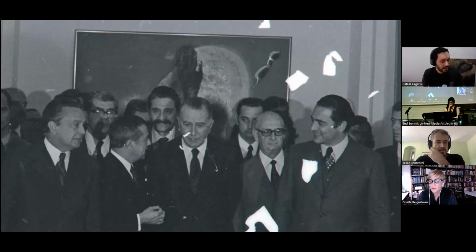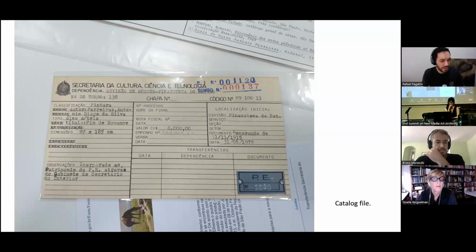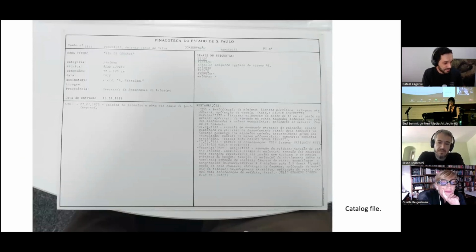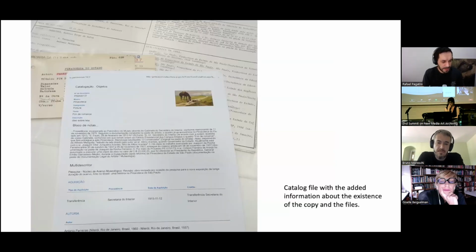This investigation also consulted the catalog file of Fim de Romance, which did not indicate the presence of the copy given as a gift to the general. After my visit, information about the existence of the documents, as well as the copy, was included in the catalog files of Parreira's work. Here, we have an important move in the institutional infrastructure of the Pinacoteca's collection. The gesture of including this information in the catalog file adds to Parreira's work and to the institution's collections new paths, analysis, and disputes.